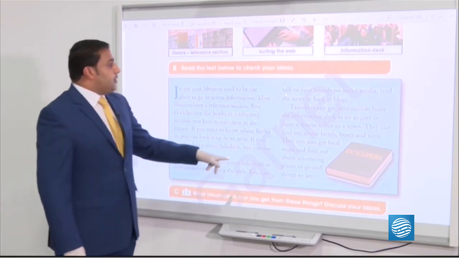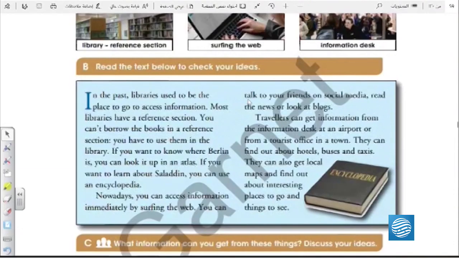Good. So you can talk to your friends on social media too. Social media like Facebook, for example, Twitter, things like that. Okay, this is called social media. Read the news or look at blogs. So you can read the news from surfing the internet.